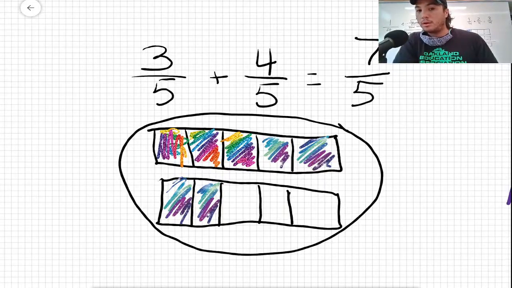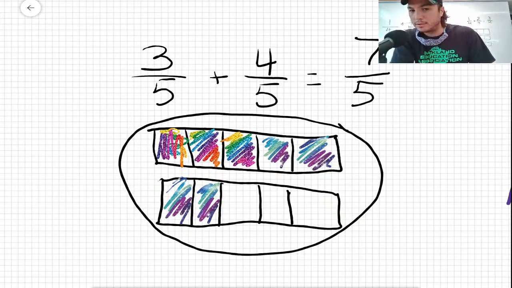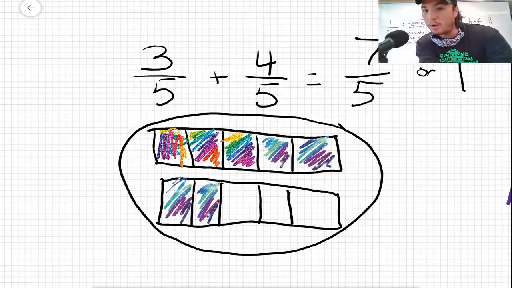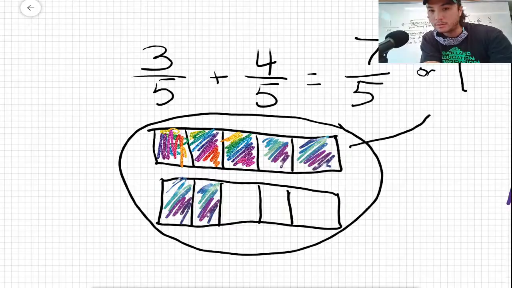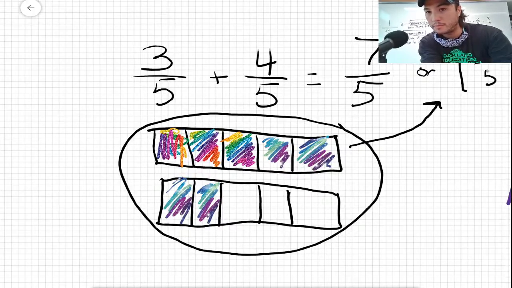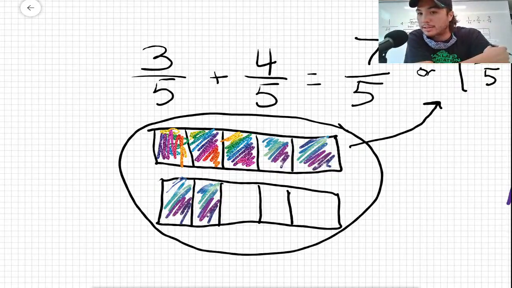Okay. Alternately, you can write this as a mixed number if you choose, because we can look at how many whole numbers do we have? How many full ones do we have here? We have 1 full 1. So I'm going to put an or. And then I'm going to put 1, because this is our whole number. And then how many fifths are left over? 2 fifths. Okay? So both answers, 7 fifths or 1 and 2 fifths, both answers are acceptable.